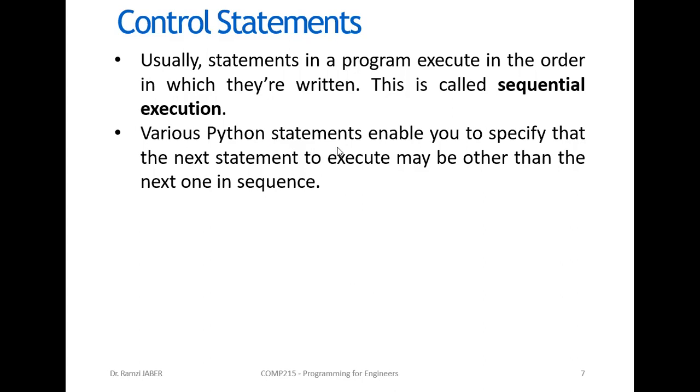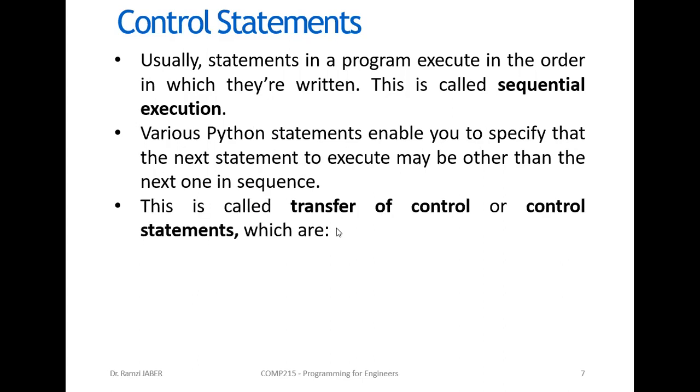But various Python statements enable you to specify that the next statement to execute may be other than the next one in sequence. So if you have 5 lines, 5 statements, you can jump from line 4 to line 8 or to line 10, whatever, using some other statements. These statements are called transfer of control, or control statements.